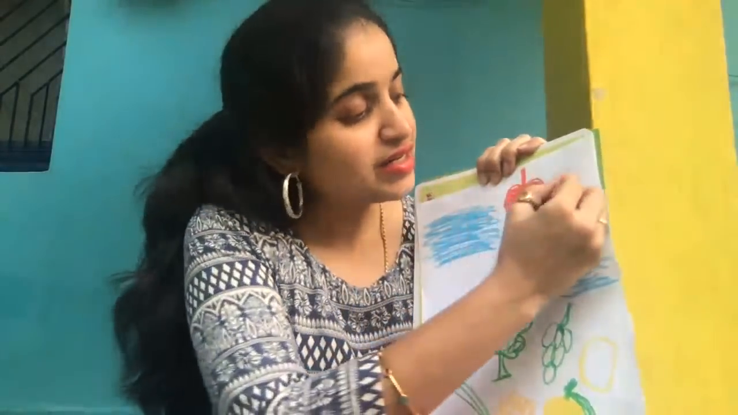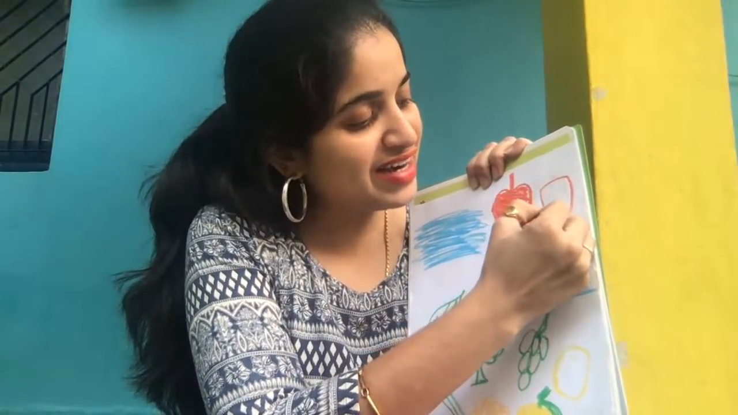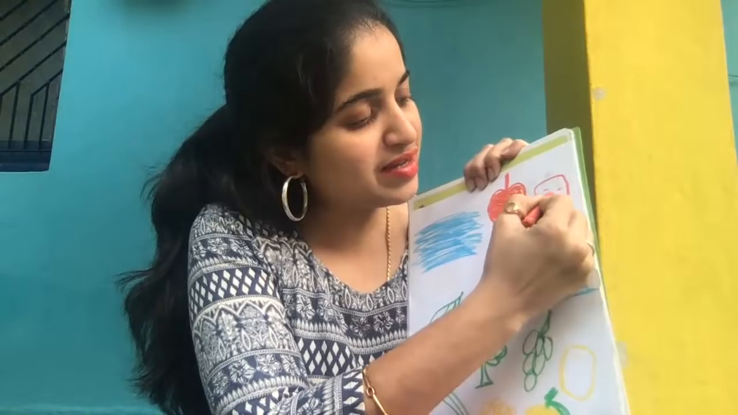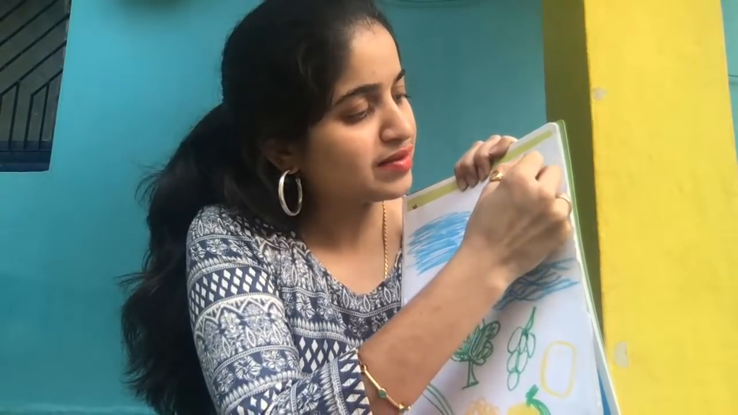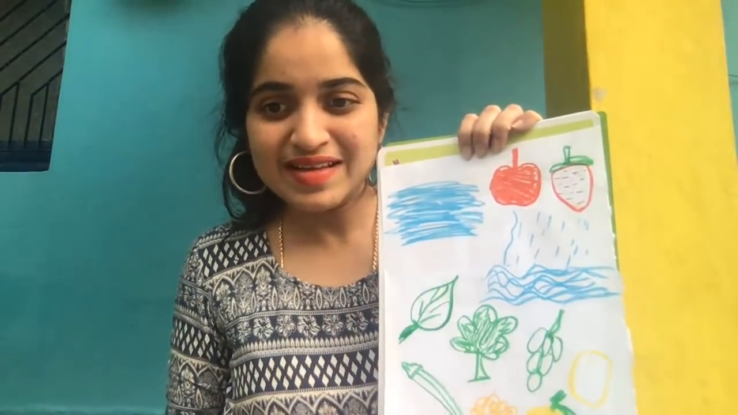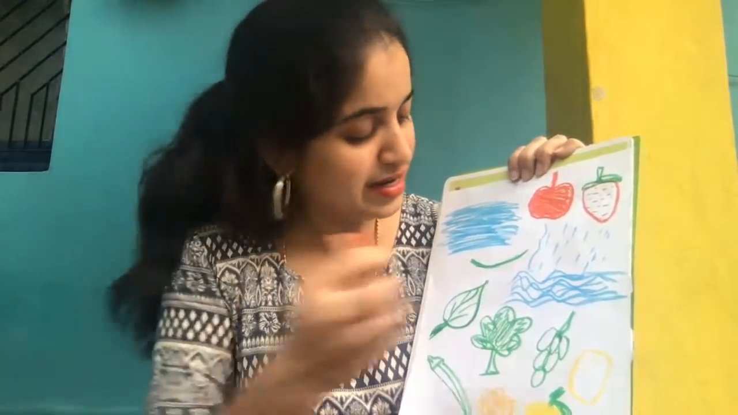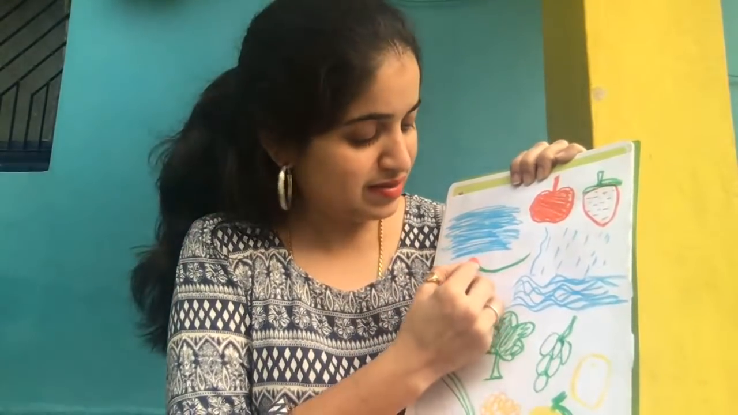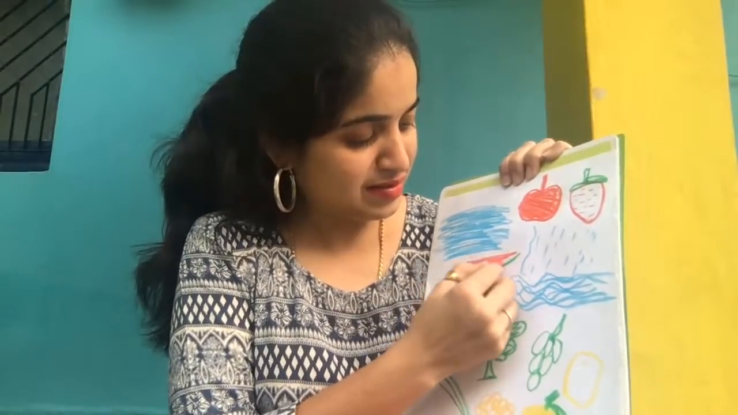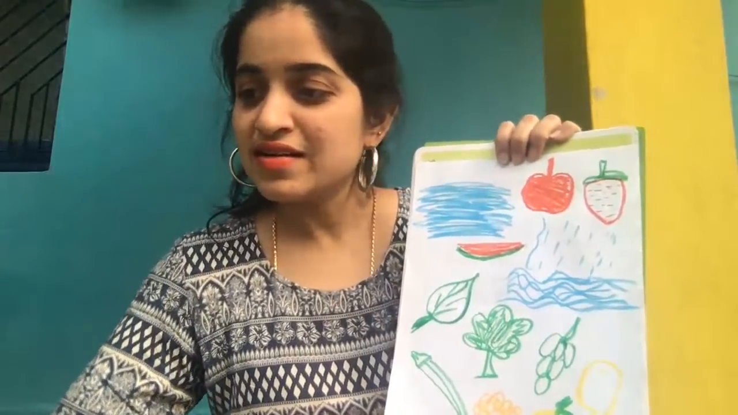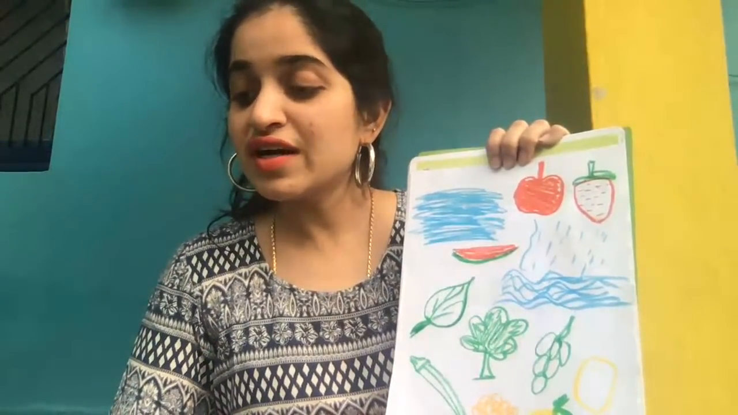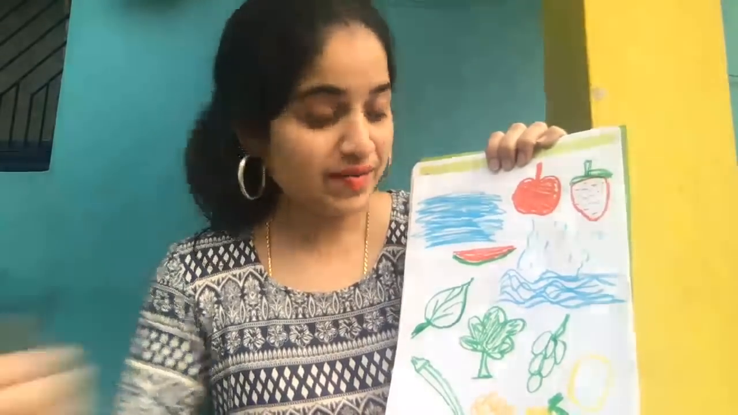Tomato is red in color. Strawberry is also red in color. Yes, children. Very good. Watermelon. Yes, very good. Inside, watermelon is red in color. So, children, these are few things around us which are red in color. Okay.